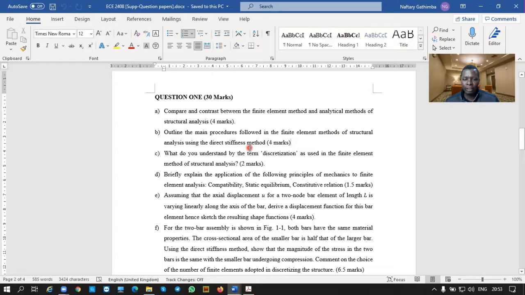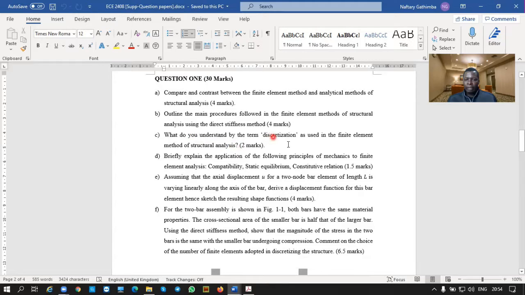So the right procedure, each one will be a half. So here, comparing and contrasting, you have to put one point on this side and another point on this side, analytical and finite element. Otherwise, if you just state on one side, then you are not comparing or contrasting. So full marks will be awarded for 2 points line in line. So you expect 4 on this side, 4 on this side, you have 4 marks. Then procedures, 8 procedures, that will give you 4 marks, so half each.